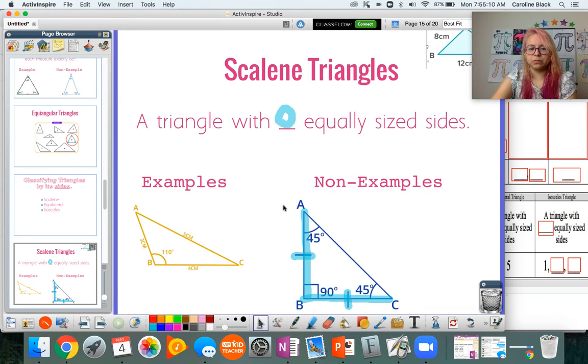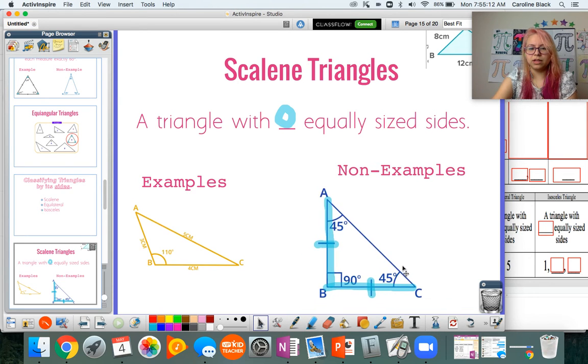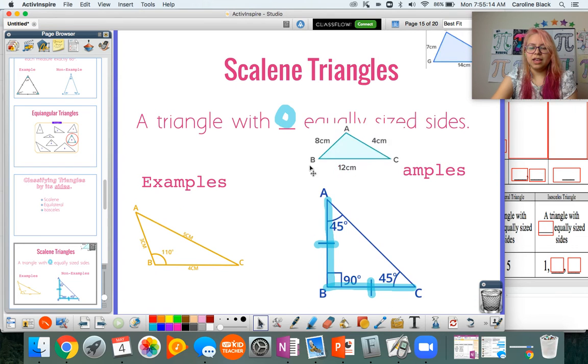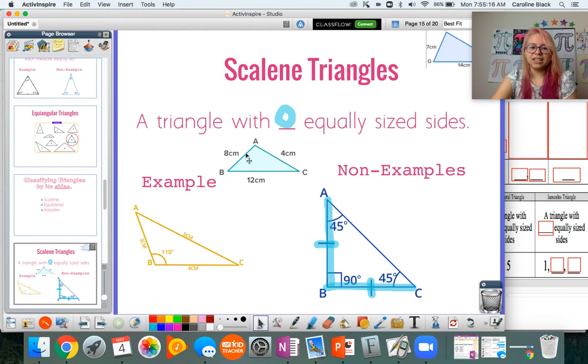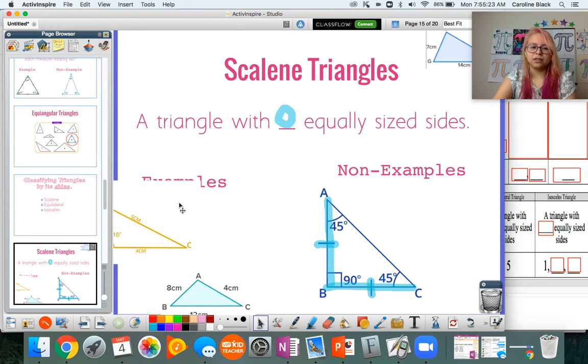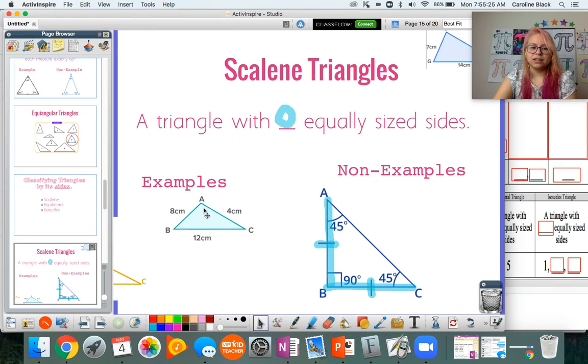Okay, let's see if I can move this all. There we go. And we have a bunch of examples. 8, 4, and 12. All different. So we'll put that there. Just move it to the side here. That's a scalene triangle. And then our last example, triangle EGO, 7, 13, and 14, they're all different sides. So this is an example of a scalene triangle.